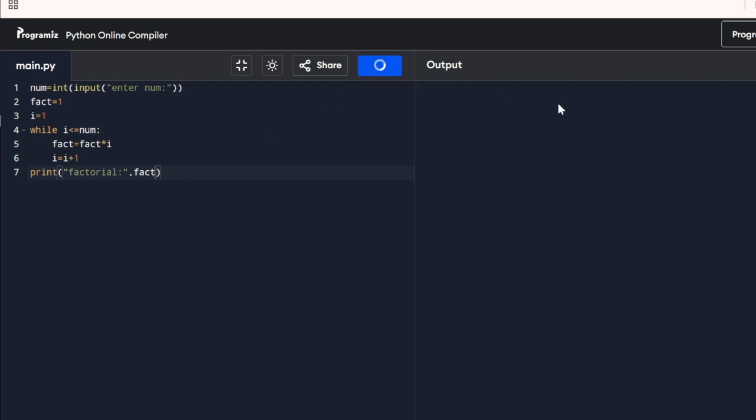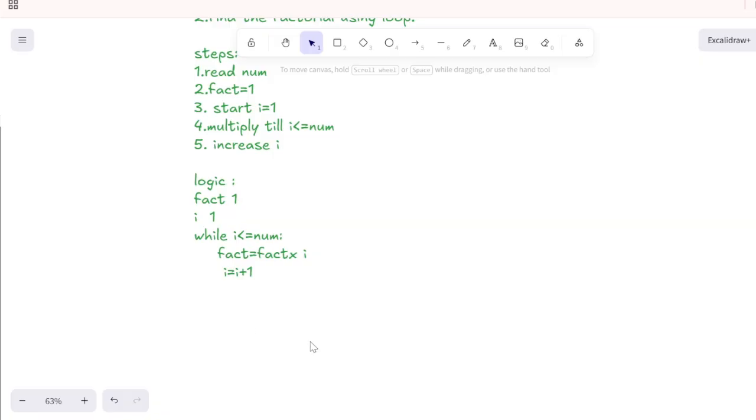Enter the num 3, output 6. The reason I'm entering only 3 is that it gives easy clarification. Factorial of 3 is 6 and factorial of 5 is 120. The while loop keeps multiplying until it reaches the entered number. That's why we use the while loop here. So next question.